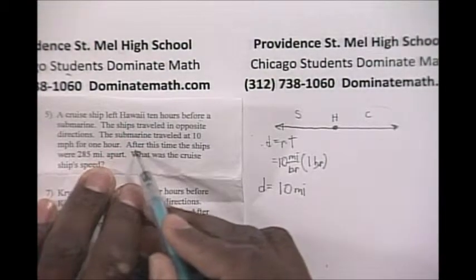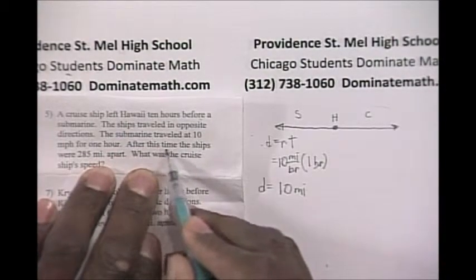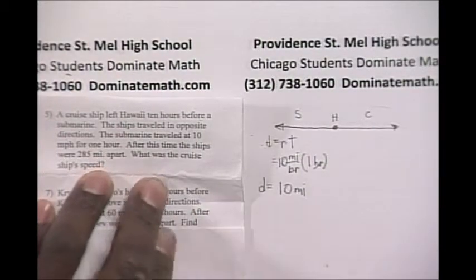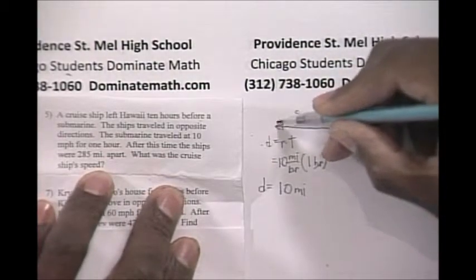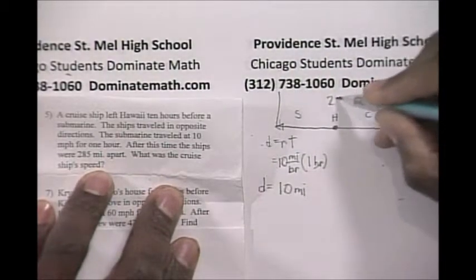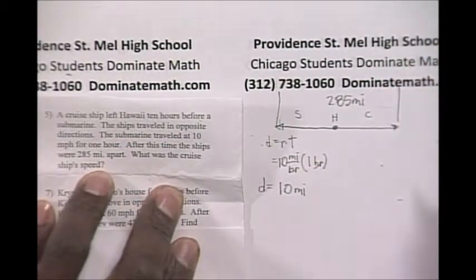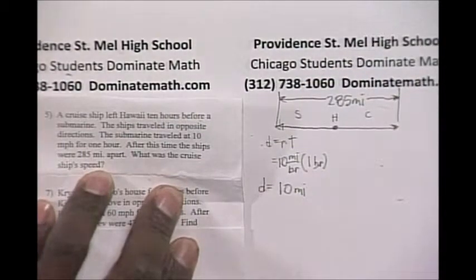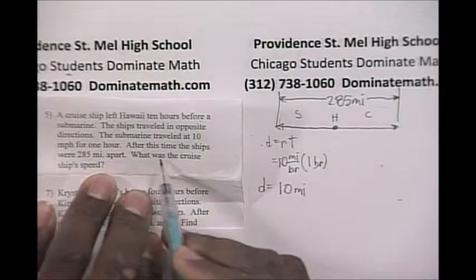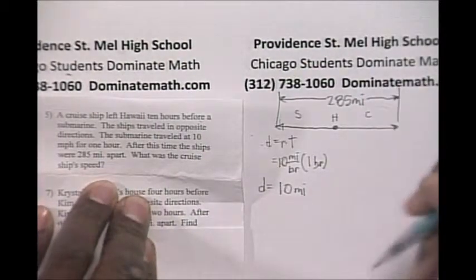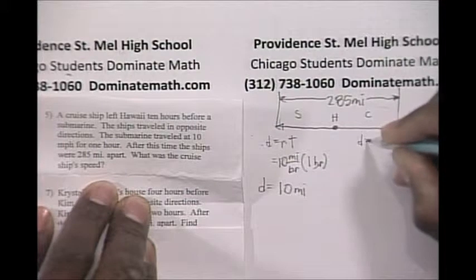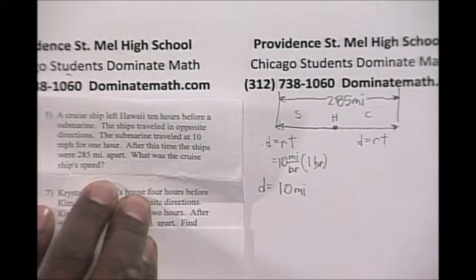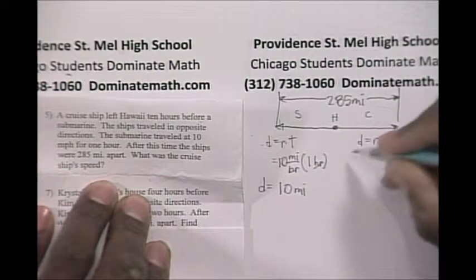They say that after this 1 hour, the ships were 285 miles apart. So this distance from here to here is 285 miles after an hour. So they desire what was the cruise ship's speed. All right, so again, this whole lesson today is a lesson in calculating distances, rates, and times. Distance is equal to rate times time is that relationship.